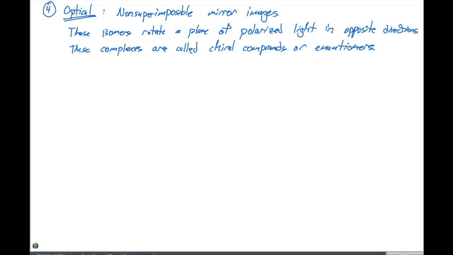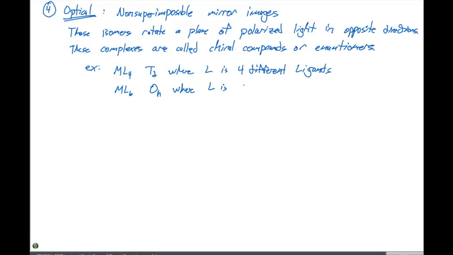So the first thing that I want you to keep in your mind here, and the examples that you typically see of compounds that have optical isomers, are ML4 tetrahedral molecules, where L is four different ligands. You can also have ML6 compounds. ML6 compounds are all going to be octahedral complexes. Here we have an octahedral complex where L is six different ligands.